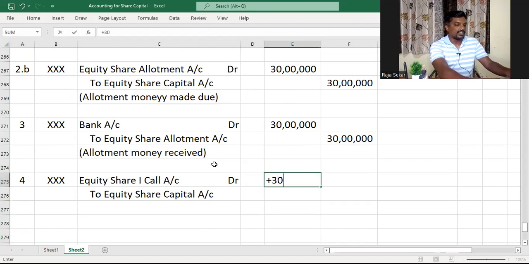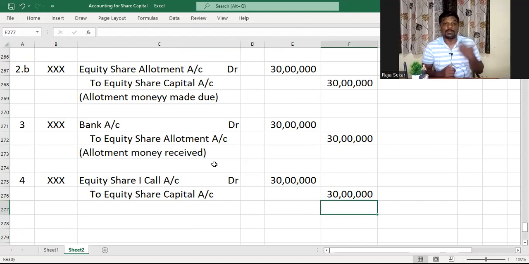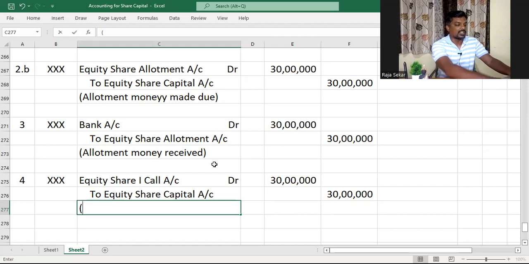rupees. Even though there is calls in arrears and first call, that doesn't make a difference because we wouldn't know if Harini had paid or not when we make it due. Only after we make it due, all the shareholders would pay. And when Harini has not paid, we will come to know that she is not paid and we'll account for calls in arrears in the next journal entry when we receive the first call money from the shareholders. Okay. So equity share first call made.